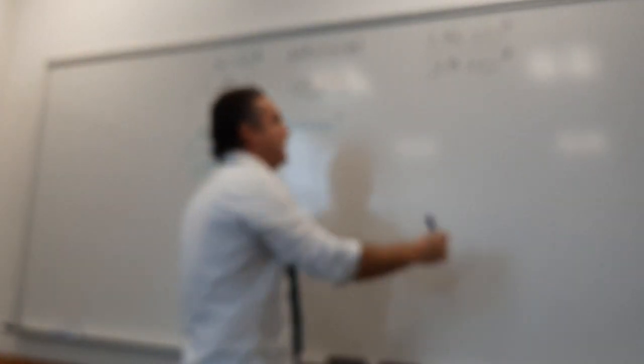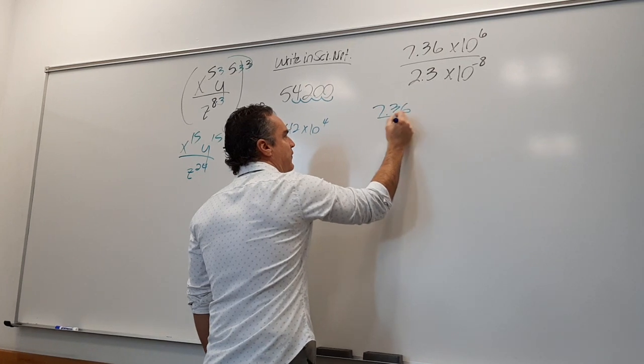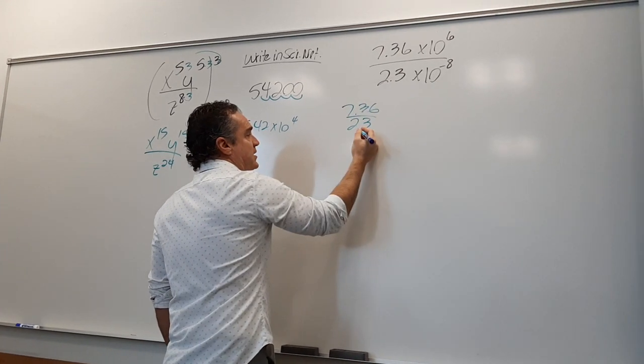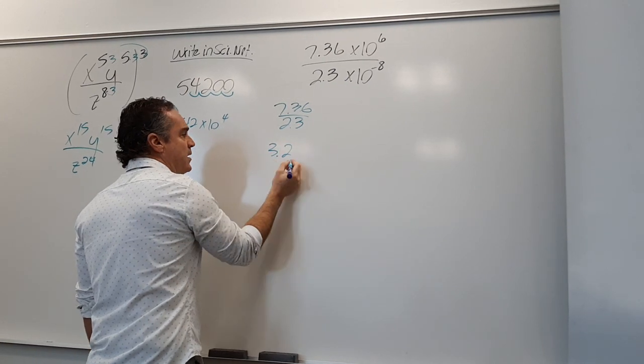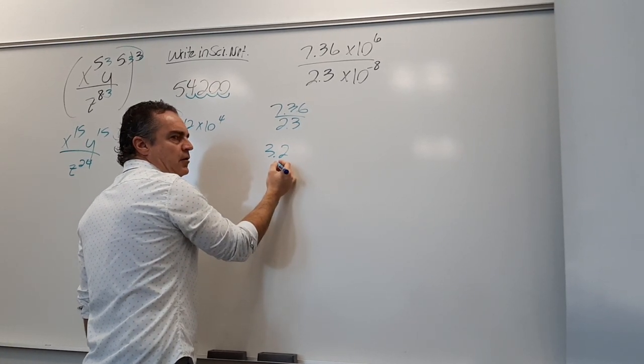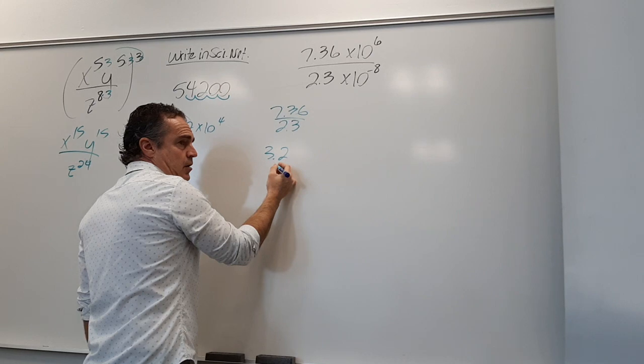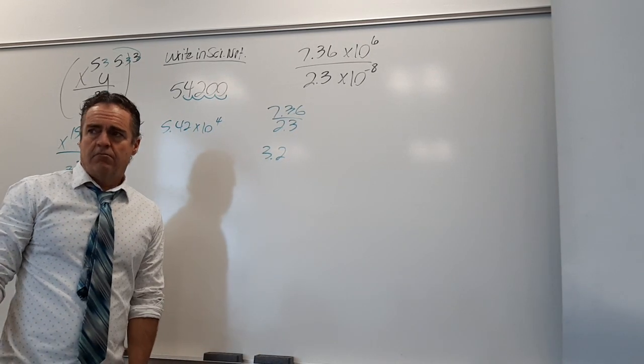And this one, again, we've got to remember we take numbers and divide them by numbers. So we take 7.36 and divide it by 2.3. What did you get with that? 3.2. Is that number in scientific notation? Yes. You sure? Yes. Positive? Positive.